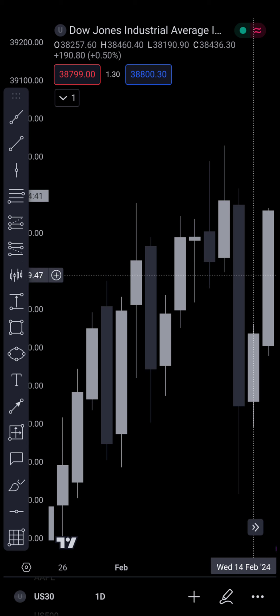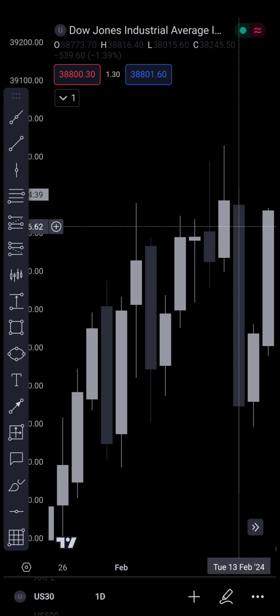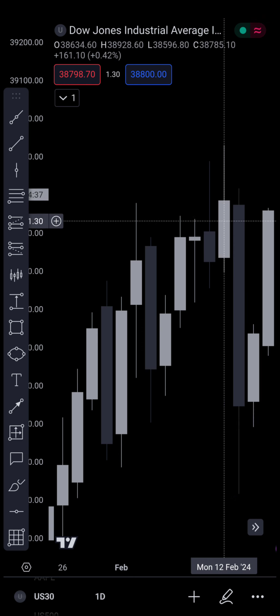Okay, so anyway, seeing that this candle closed like this, this is mean threshold. This is the bearish order block right here. This white candle, this is a bearish order block.